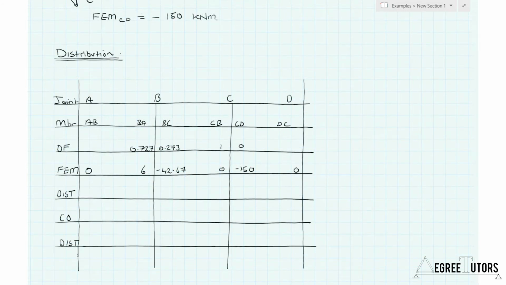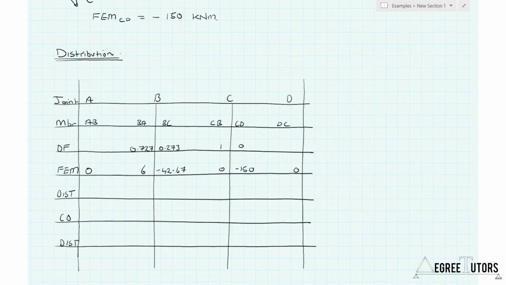Okay, so far what we've been doing is just inputting onto this table all of the information that we've accumulated about the problem up until now. So we have our distribution factors and our fixed end moments. Now the actual distribution process begins. So what we do is we look at each of these joints where there's a moment imbalance. And so the first one we'll look at is joint B.